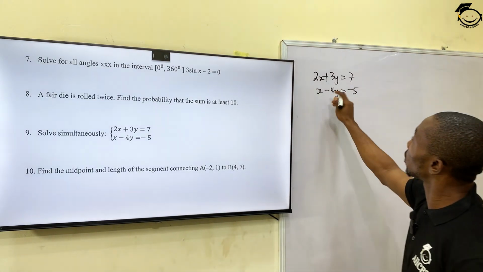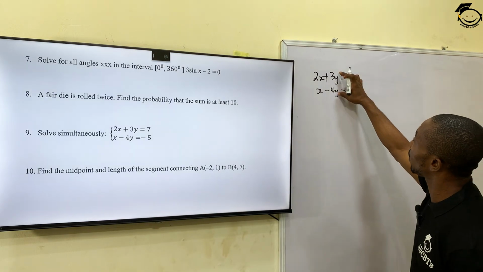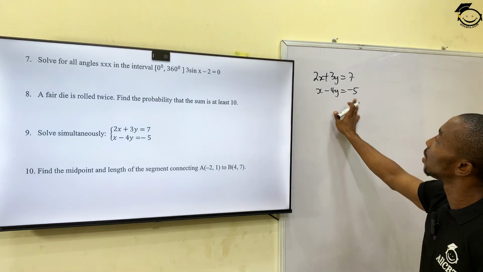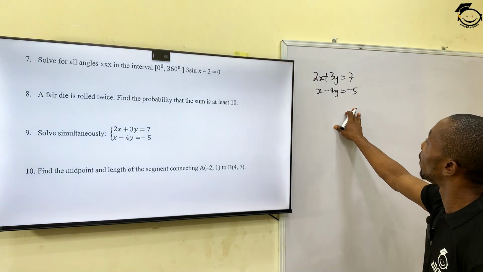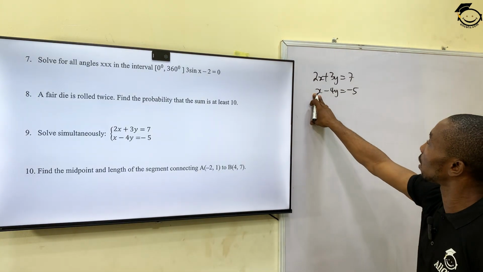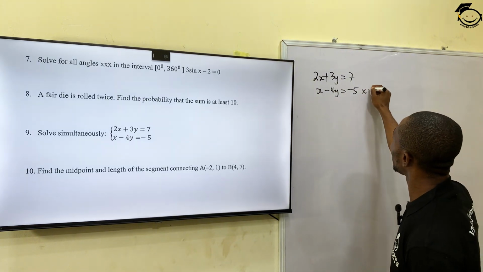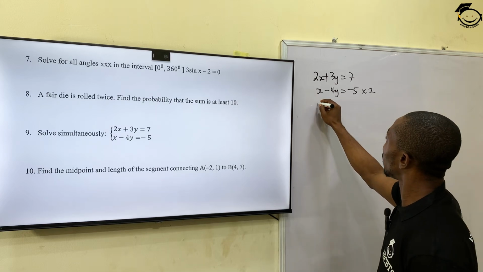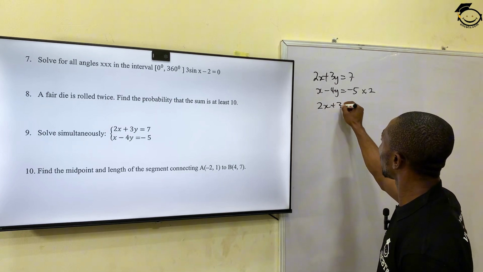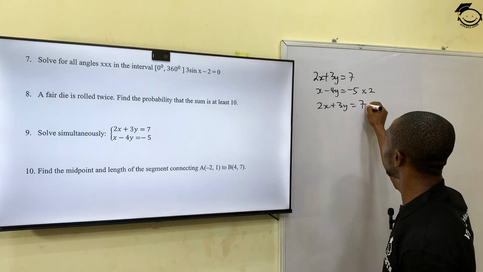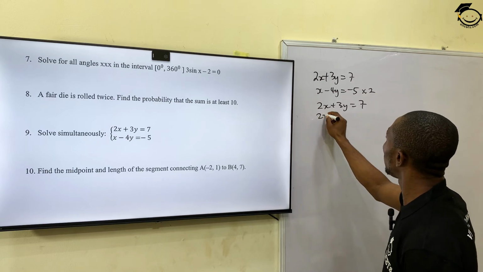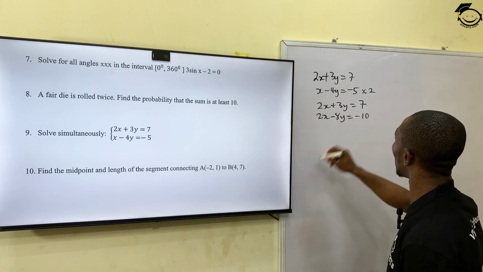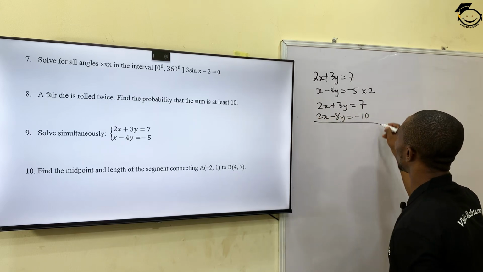Now, in order to solve this simultaneously, we have to make one of the coefficients of x or y equal. Let's look at making x equal. So this will be times 2. Multiplying our second equation by 2 gives us 2x plus 3y equals 7, and 2x minus 8y equals minus 10. Now we can solve this out.